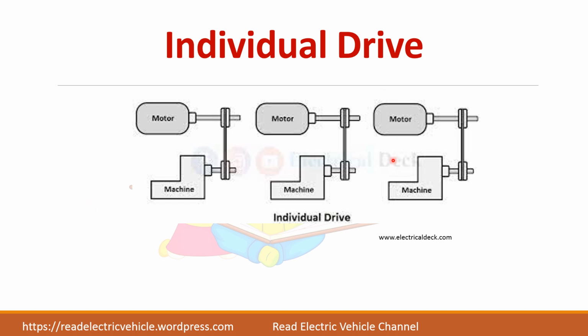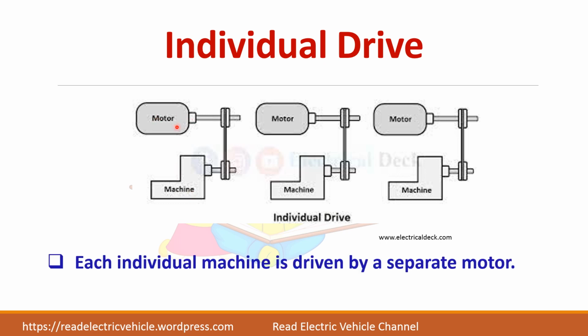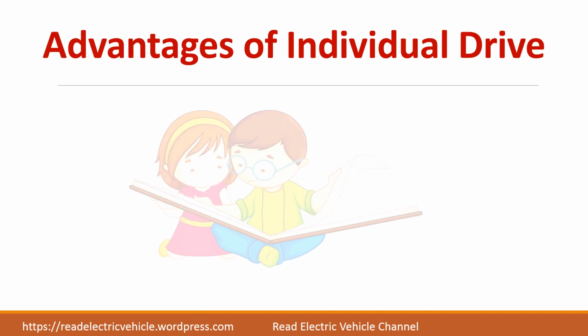Next is individual drive. So from the diagram we can see that for each work we have a different motor, or individual motor, for one application. So this is individual drive. The best example is a lathe.